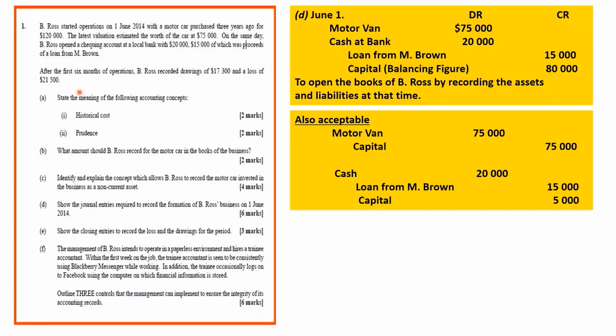What you have to do is transfer your profit to your capital because profit increases capital. In this case, he has made a loss and that will decrease his capital. You still have to transfer it to his capital, and his drawings also will decrease his capital, and you have to transfer that as well into the capital.